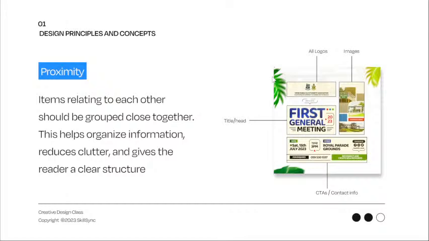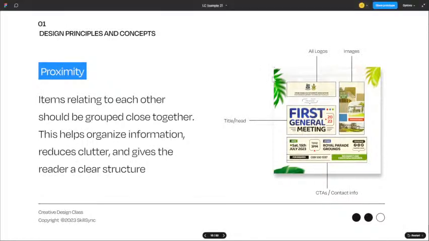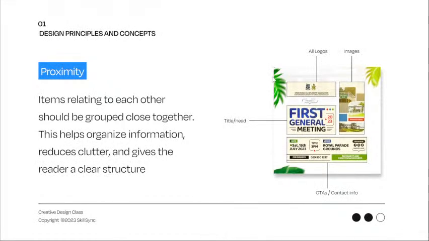We don't put one logo at the top, one logo at the bottom. No, we bring them together. You bring the heading, everything related to the title together. You bring the dates and everything related to the event all together. So we have the date, the time, the venue, and the rest of the information all together at the bottom. And that is what we mean by proximity.